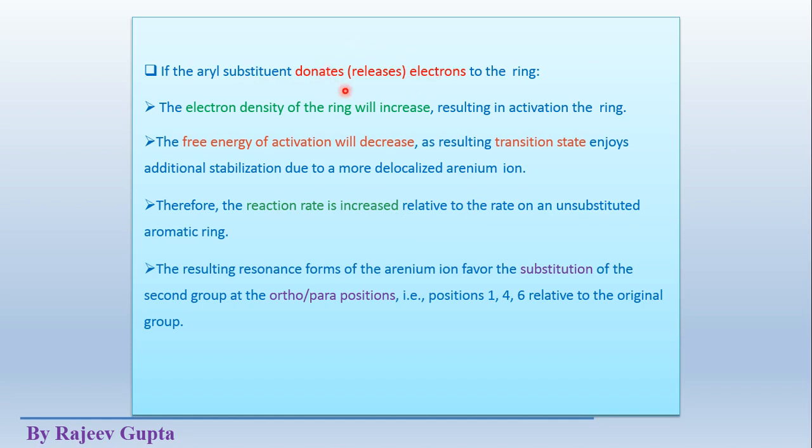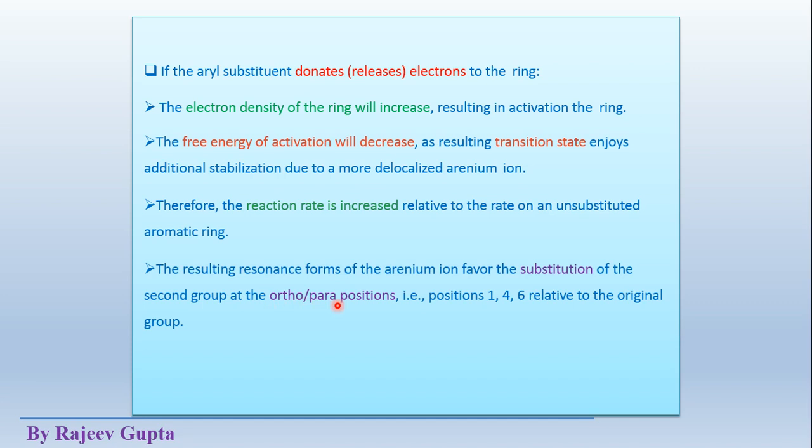If it withdraws electrons from the benzene ring, then all these points will be inverted, will be opposite. Okay, the resulting resonance forms of the arenium ion favor the substitution of the second group at the ortho and para positions. See, whenever a donating substituent is present on a benzene ring or aromatic ring, then it will always be ortho and para directing.